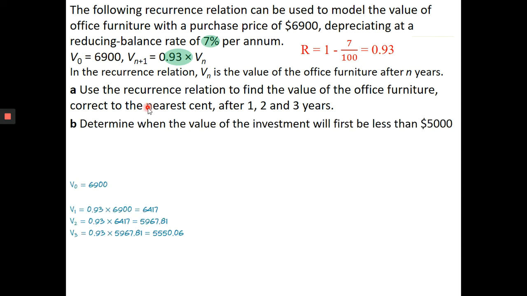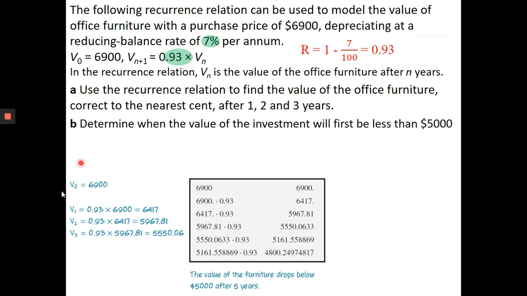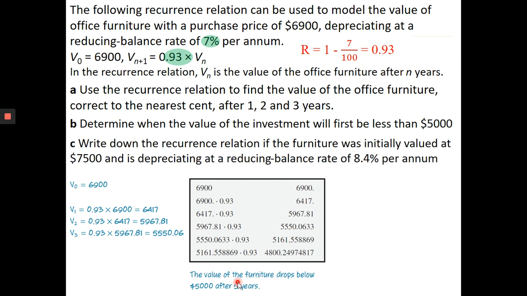So use a recurrence relation. It's probably easier just to go straight to the calculator. 6,900, press enter, and do 6,900 times 0.93. That's after 1 year, that's after 2 years, that's after 3 years. Determine when it's less than 5,000. So it's still above 5,000 there, still above 5,000 there. It's less than 5,000 there. So it happens after the 1, 2, 3, 4, 5th year. So after 5 years.